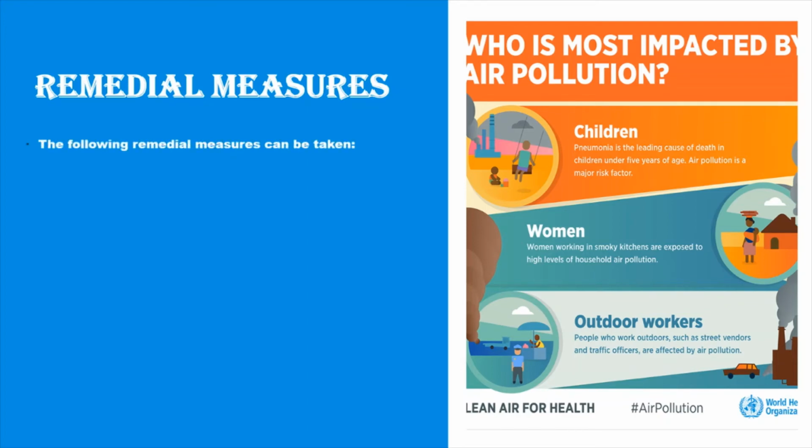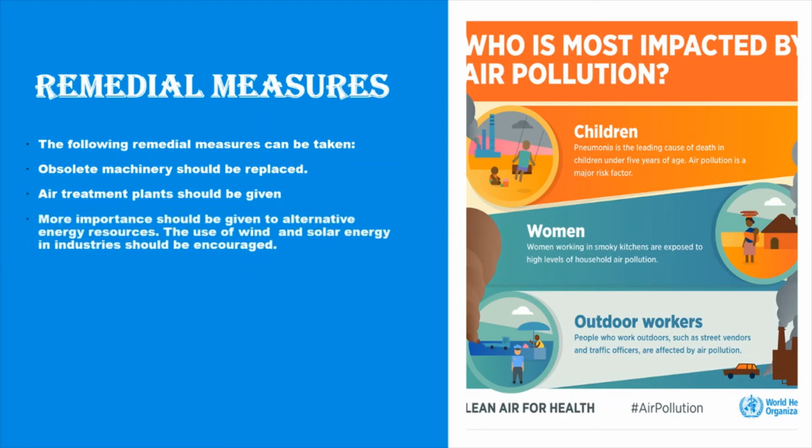The following remedial measures can be taken. Obsolete machinery should be replaced. Air treatment plants should be given. More importance should be given to alternative energy resources. The use of wind and solar energy in industry should be encouraged.